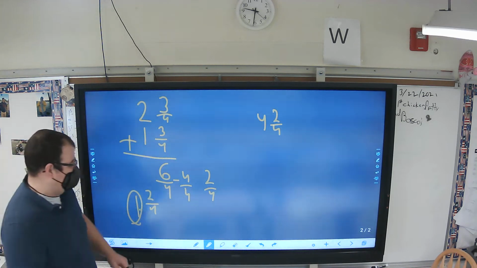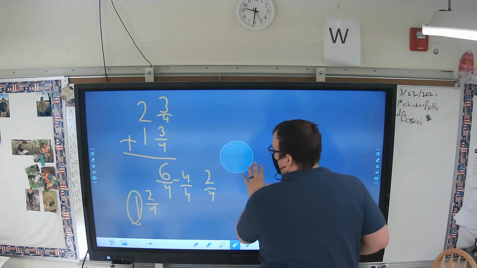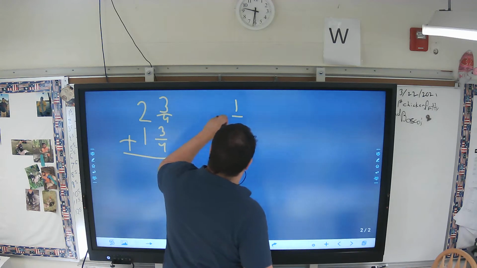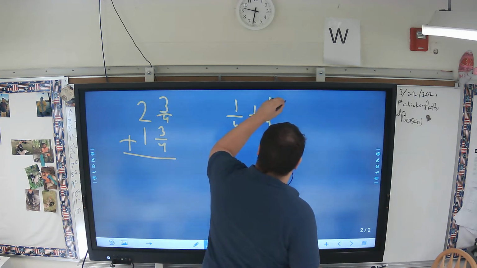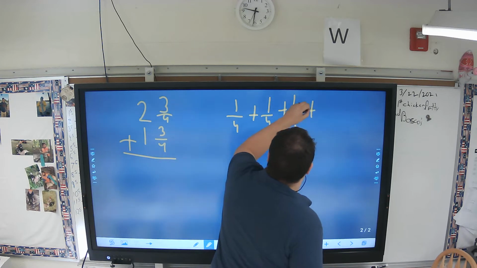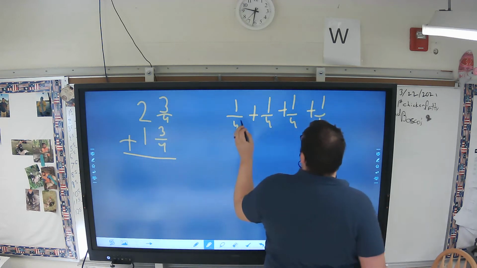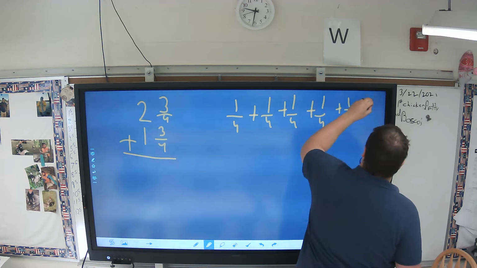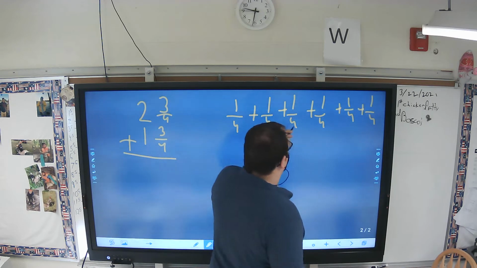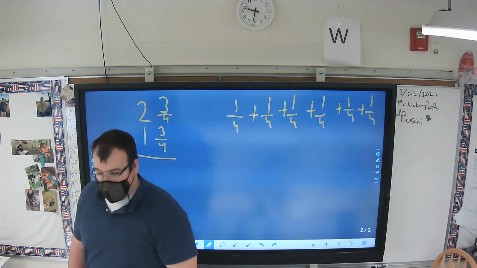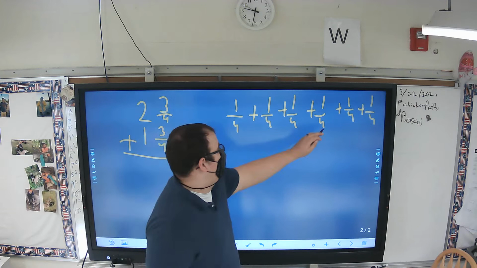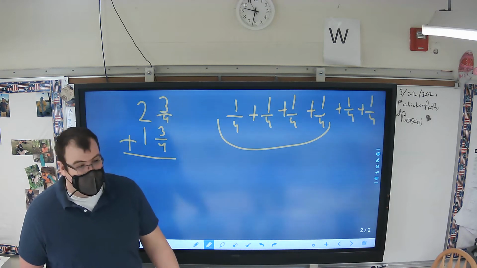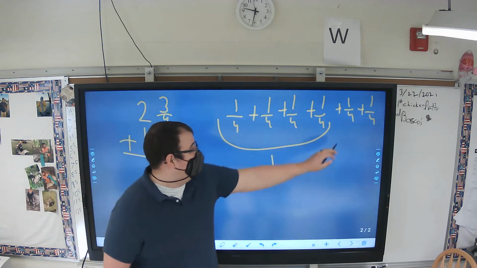Think of it like this. I have 6/4, right? Let's decompose 6/4. I have 1/4 plus 1/4 plus 1/4 plus 1/4, plus 1/4 plus 1/4. That adds up to 6/4. So if I take 4 of these, that makes 4/4, or 1 whole. How many are left? 2 fourths.